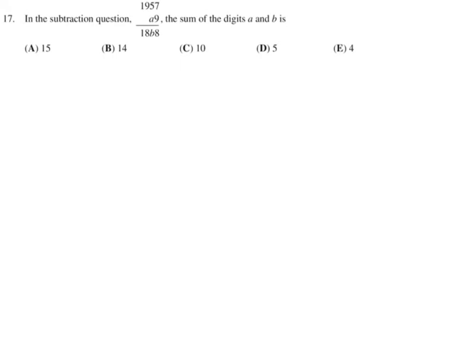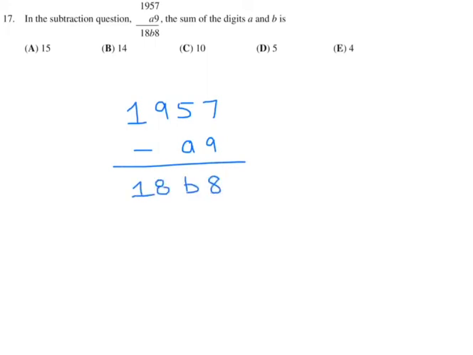In the subtraction question, 1957 minus A9 is equal to 18B8. The sum of the digits A plus B is, so find A plus B. All right, let's just keep going with the basics here. We can't subtract 9 from 7, so we've got to carry the 1, bring a 1 over. And that's how we get 8.